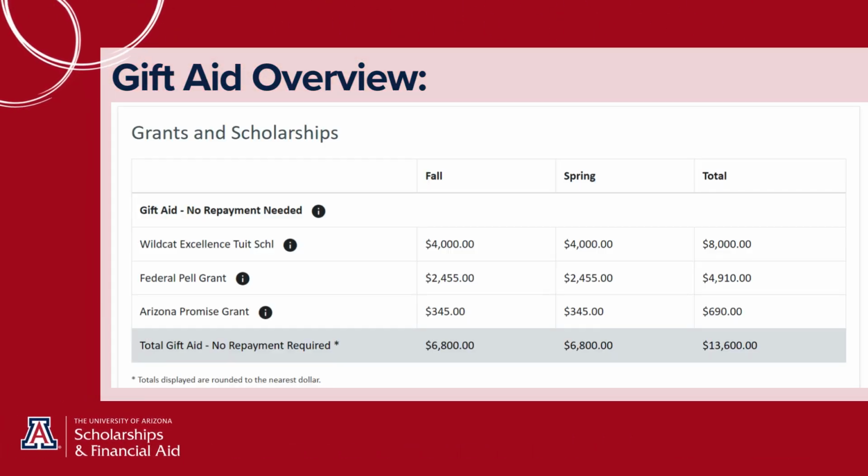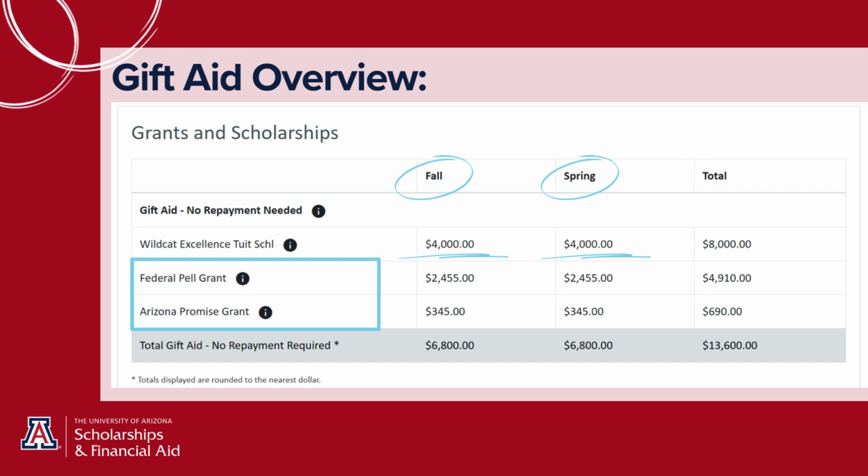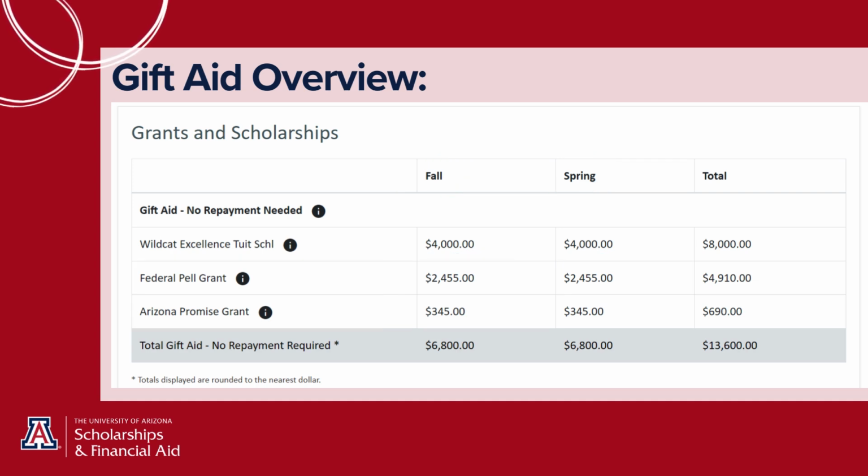You'll notice that each type of aid listed on Wilma's offer is divided in half to show both the fall and spring semester amounts. Wilma will receive $4,000 for her Wildcat Excellence Scholarship in the fall and then another $4,000 in the spring semester. In addition to the Wildcat Excellence Scholarship, Wilma has also been offered the Federal Pell Grant and the Arizona Promise Grant. Eligibility for these grants is based on financial need, as determined by the information on their FAFSA. Just like the Wildcat Excellence Scholarship, these grants will also be split evenly between the fall and spring semesters.